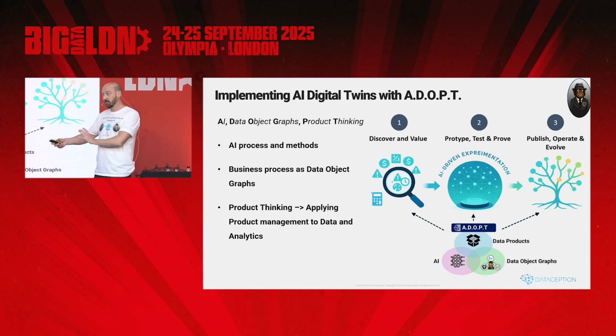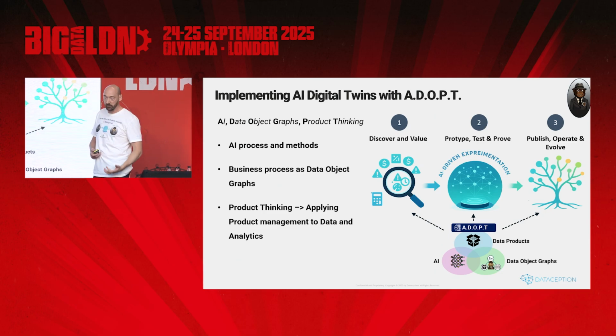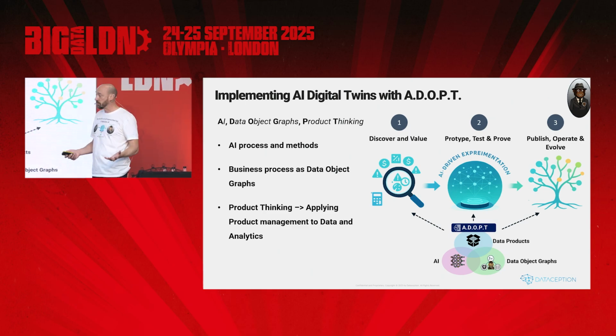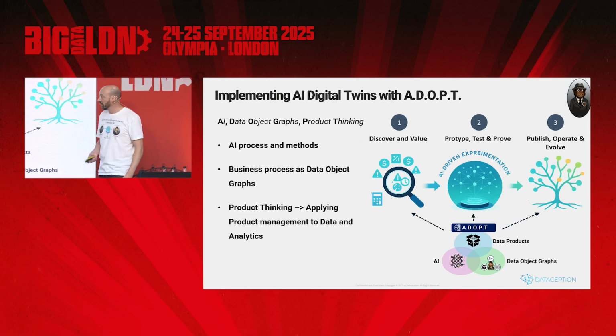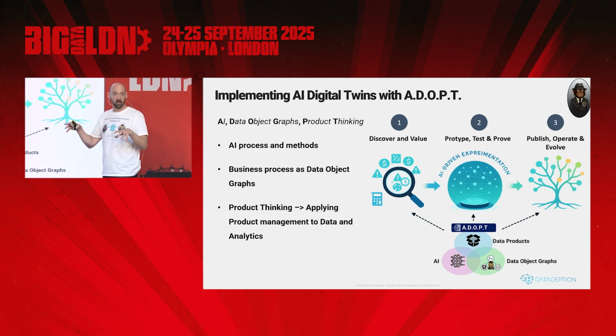It's not a one-shot thing, because AI is living and breathing. The models get drift, they get skew, they get biased. They constantly evolve, and so does the business. We have this thing called ADOPT, which is basically AI, data object graph, and product thinking. Bringing all those things together, we use data object graphs, we use AI for the whole process. The product thinking is that data product process, where we're putting data products in for each of the nodes.